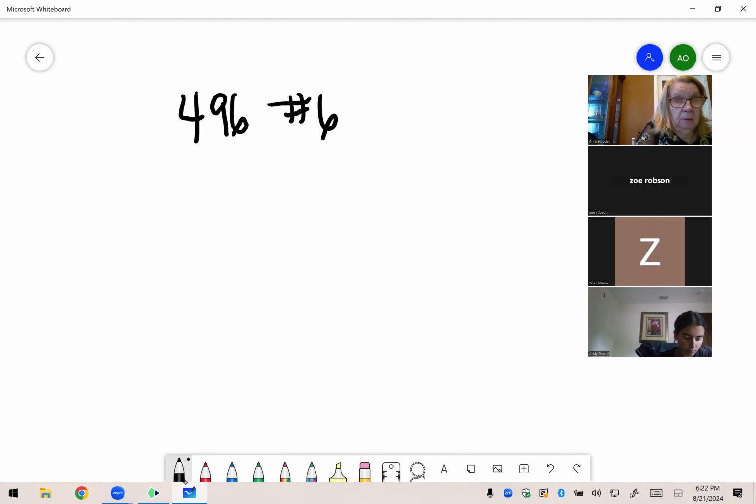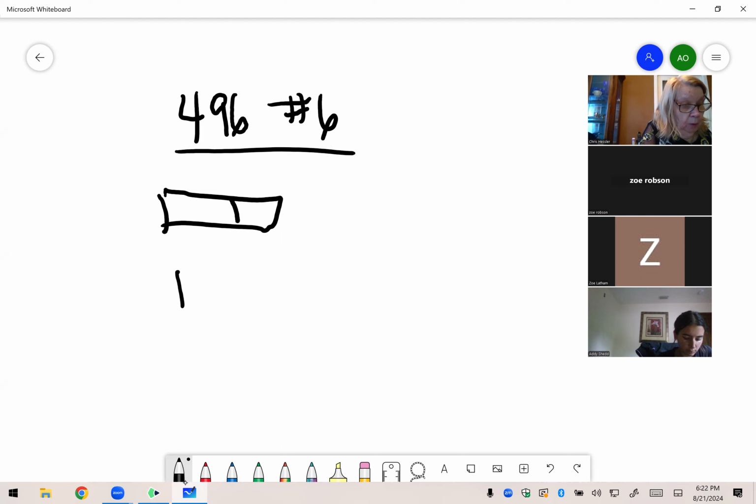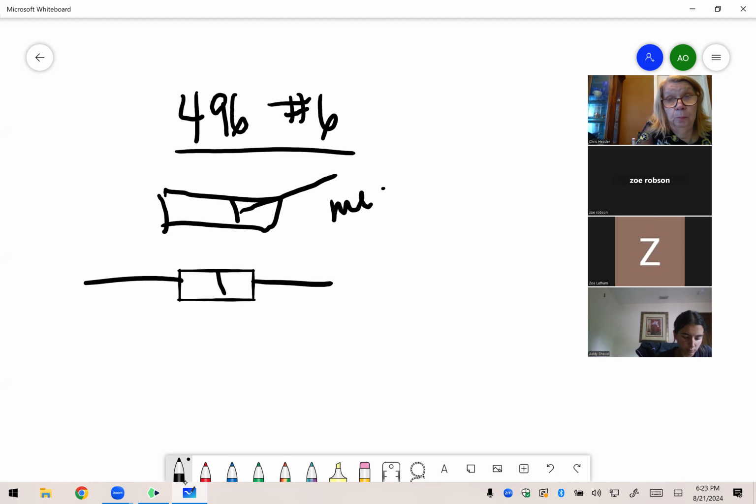number 6. So we have group 1, and then we have group 2. I think this one really is just a test of remembering what that little line is. Yeah, and so that little line is the median. It's not going to be the mean with the box and whiskers plot. So A and B are out. And we can see that the median of 1 is greater than the median of 2, so that answer will be C.